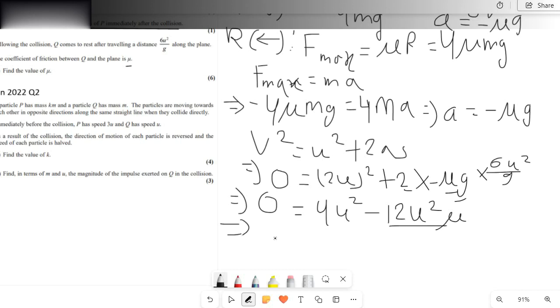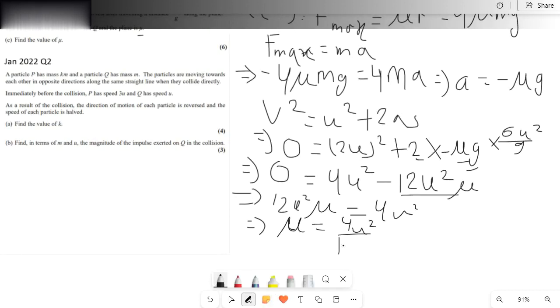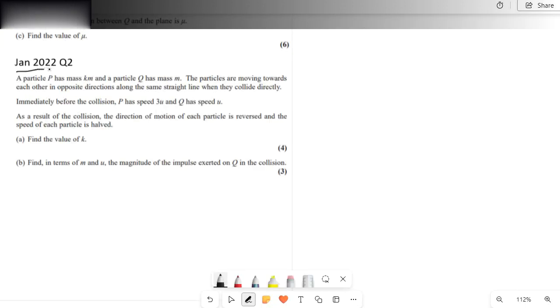And so moving this to the left, we have 12 u squared mu is equal to 4u squared. Therefore mu is equal to 4u squared divided by 12u squared, and the answer is 1/3, or to 3SF or 2SF, we can write that as 0.33, and this has no units. For Jan 2022, question number 2, which is the last question.